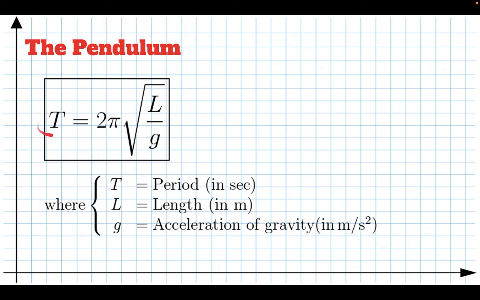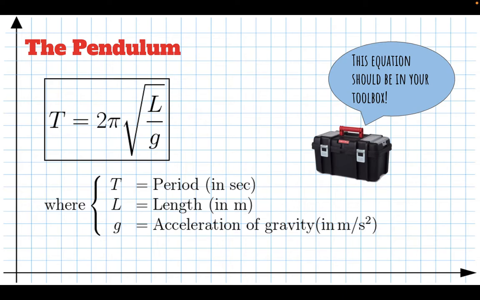So this is how we find the period of a pendulum. The period is 2 pi, that's a constant, times the square root of L over g. And since g is 9.81 meters per second squared, we have to use meters for lengths, and we have to use seconds for the time. That's why the period is in seconds and the length is in meters, because our constant is 9.81 meters per second squared. Okay, so that should be in your toolbox. Check and make sure it's there. We're going to use this equation a lot.